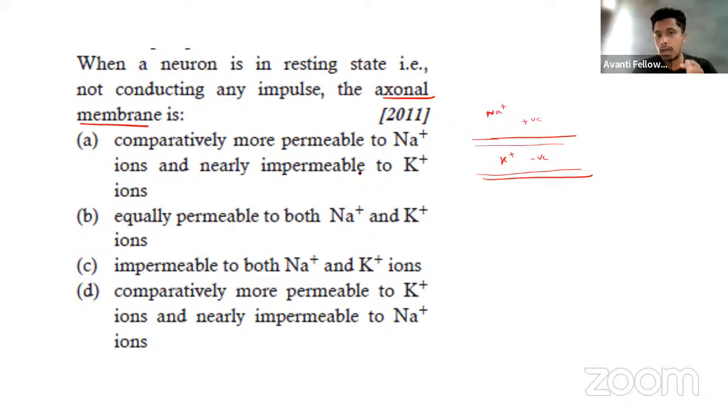Now in this resting phase, to maintain this, the neuron allows more potassium ions to pass through the membrane, whereas it allows very little sodium, to maintain this balance. So that happens during the resting phase. That's how it is comparatively more permeable to potassium ions and nearly impermeable to sodium ions. So the option is B.